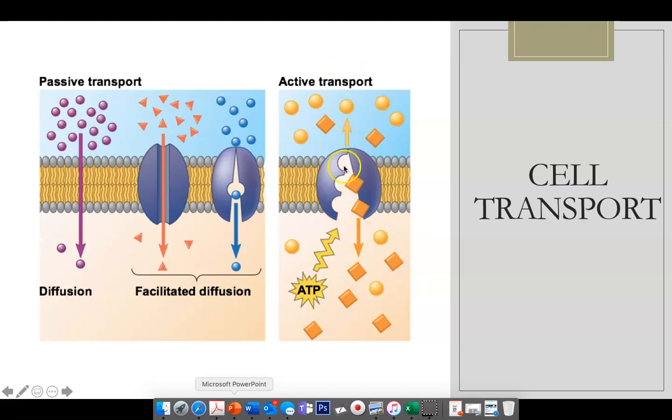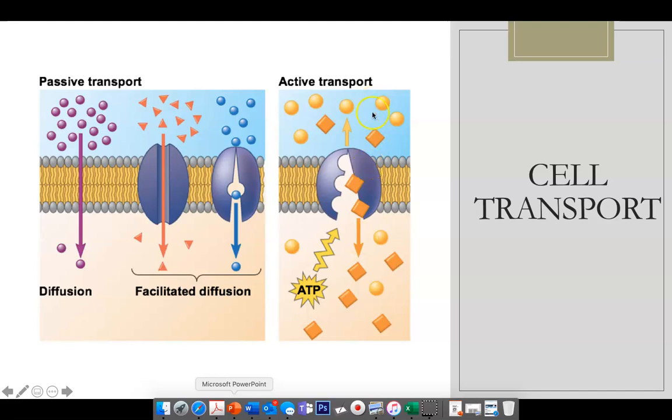Active transport is going to be the opposite. Active transport is what happens when substances are going to move against their concentration gradient. So the natural tendency would be, if you look at these diamonds, to move from an area of high concentration to an area of low. However, the cell needs a high concentration on the inside. So it wants to keep the concentration on the inside higher than the concentration outside. So in order to do that, it requires movement from low to high, which is against the concentration gradient.